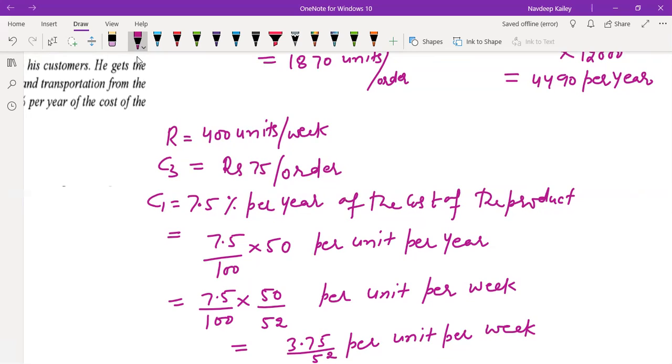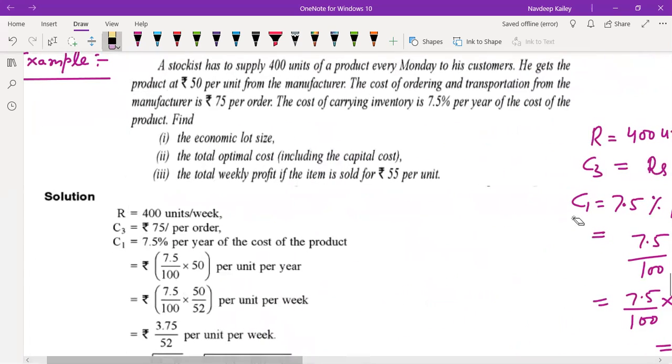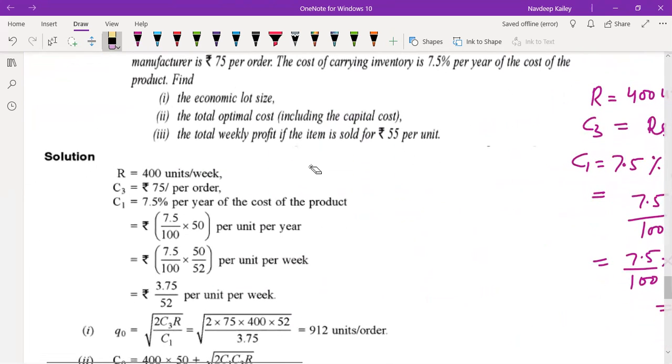Now we have to calculate economic lot size. We have the formula for economic lot size. This is basically capital R, 400 units per week, ordering cost 75 rupees per order, then the cost of carrying inventory, that is rupees 3.75 upon 52 per unit per week.